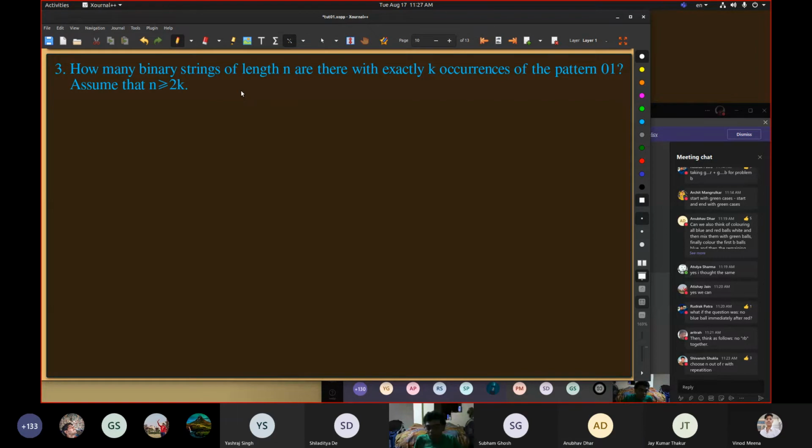Not very clear. There is another suggestion: choose n out of r. What is r in this context? So in this, we can assume that we can place 0 1 k times. So there are k plus 1 gaps, and so it is kind of x1 plus x2 up to xk plus 1 equal to n. So we can choose n out of k plus 1 with repetition. We can place all zeros or all ones.